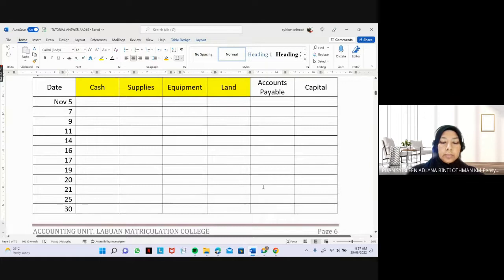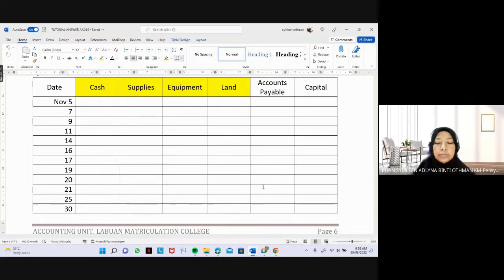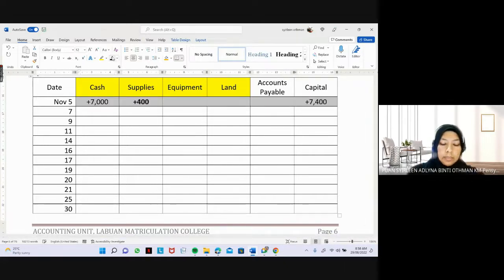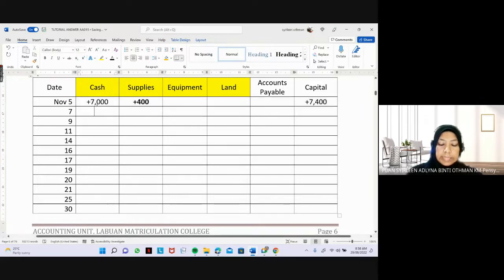Okay, so number 12, dia tak ada bagi, dia bagi you a table. So you need to record the effect on each transaction in the following table. The one in yellow is actually your asset, and then accounts payable ialah liability, and capital is owner's equity lah. Alright. Okay, so we have the transaction on November 5th. That is modal. So 7,000 cash, 400 supplies. So your capital is actually 7,400.